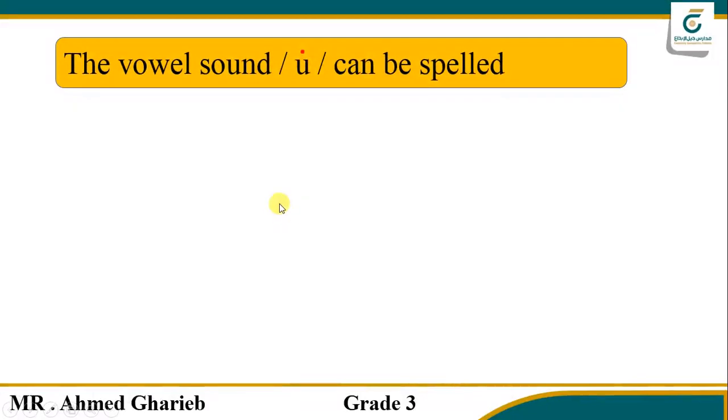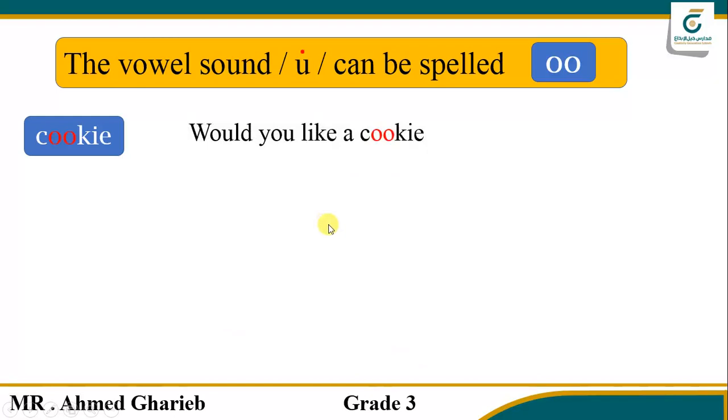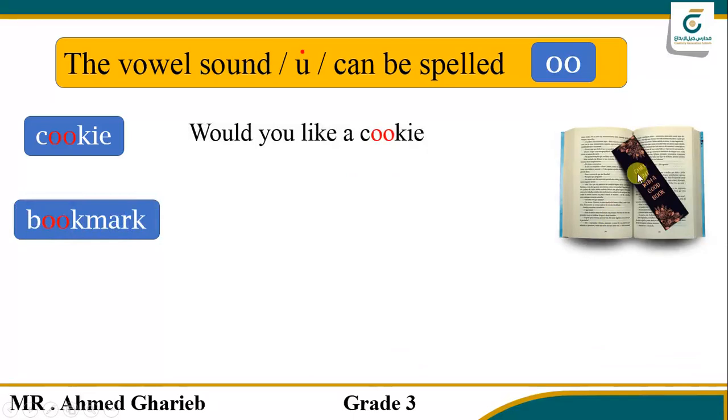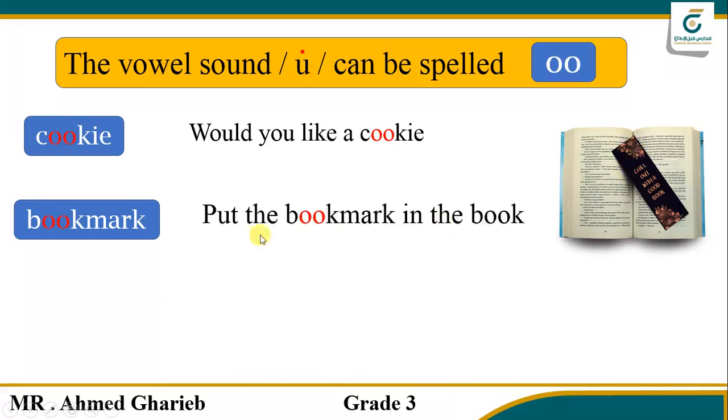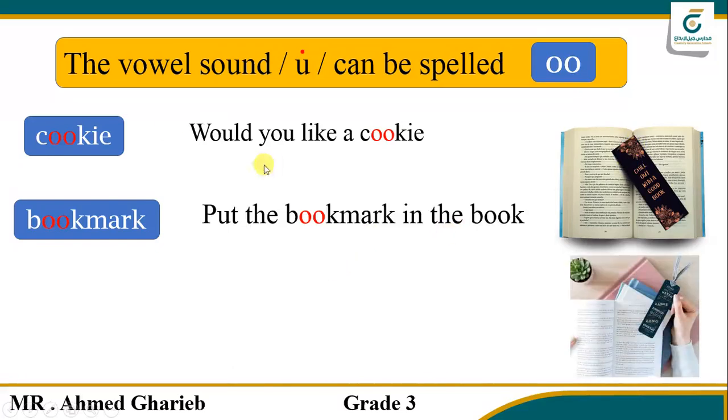And now, let's talk about each one separately. The double O makes the sound oh, as in cookie. Would you like a cookie? Bookmark. As you see, it's a compound word and it means a piece of paper or plastic used for what? To mark the page, right? To know which page in the book we stopped. Okay, put the bookmark in the book to mark the page. Okay, so double O gives me sound oh, as in cookie and bookmark.